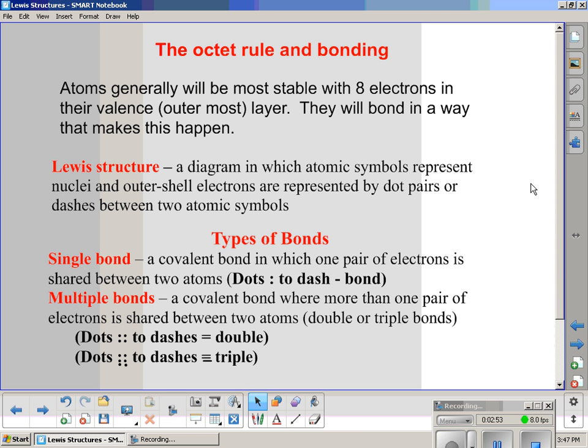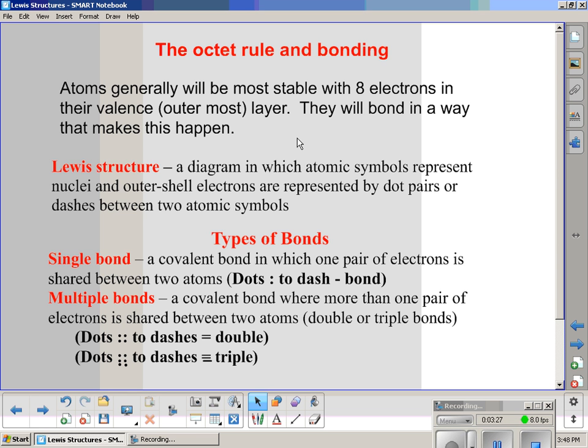Okay, the octet rule in bonding. Generally, atoms are going to bond so that they have 8 electrons. That's where they're most stable. Nature favors stability. You get ripples in a pond. The little waves or ripples will keep going until they get calm and there's nothing, there's stability there. Atoms are the same thing. They'll bond to where they're the most stable. Generally, that's 8 electrons. Their valence layer has 8. And they'll share, they'll give electrons, whatever it takes to make this happen.